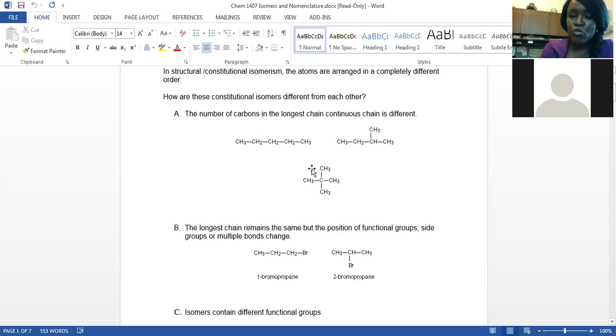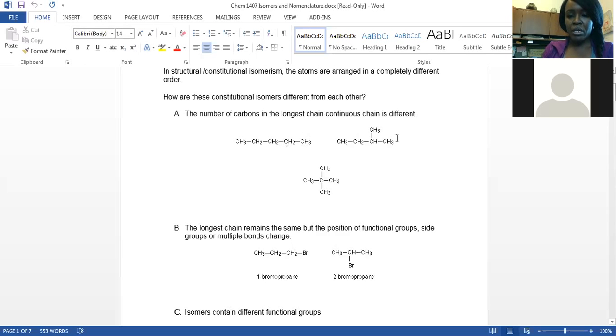So you have 5 carbons and 12 hydrogens shown to you in 3 different structural formulas. The main molecular formula is the same, having 5 carbons and 12 hydrogens, but the way they're connected is very different. Focusing on the longest chain, it says here the longest continuous chain. The first structure has all 5 carbons in series. So carbon after carbon after carbon after carbon after carbon. And this would be a regular pentane, having 5 carbons in series.